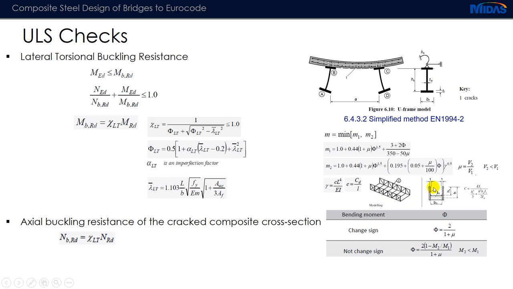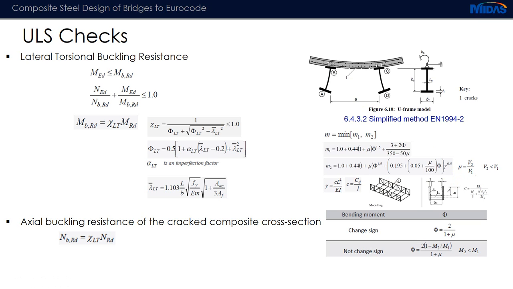So if we have a U-frame like this, or if you see over here, you'll have the connection between the slab and the steel girders defined as a spring stiffness. So that spring stiffness is entered, and then the spacing of the U-frames is defined as L. So we get C_D upon L, which is spring stiffness upon the spacing of the U-frames. And based on these inputs, we calculate the value of lambda for lateral torsion buckling. Okay, so this M is the minimum of M1 and M2, which is again dependent on these values, spring stiffness, and also the ratio of the shear forces at both ends of a composite structure.